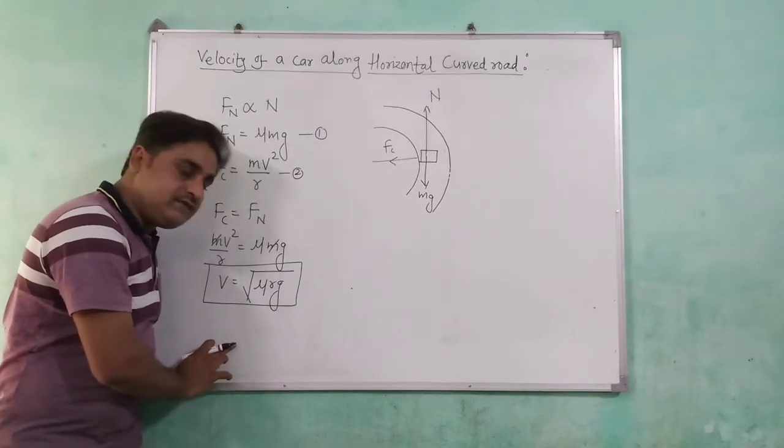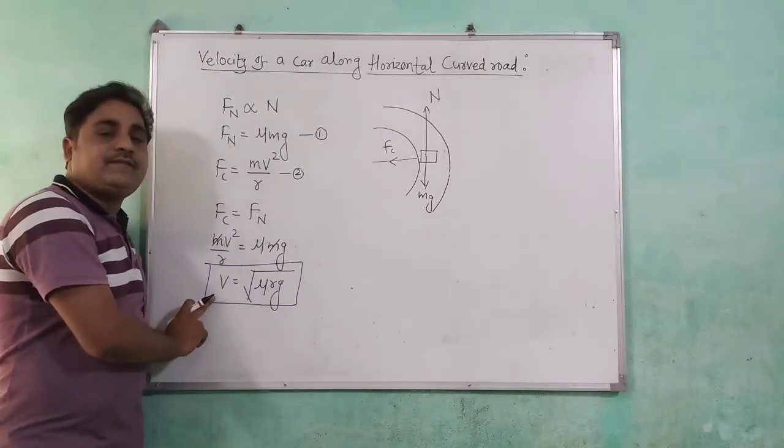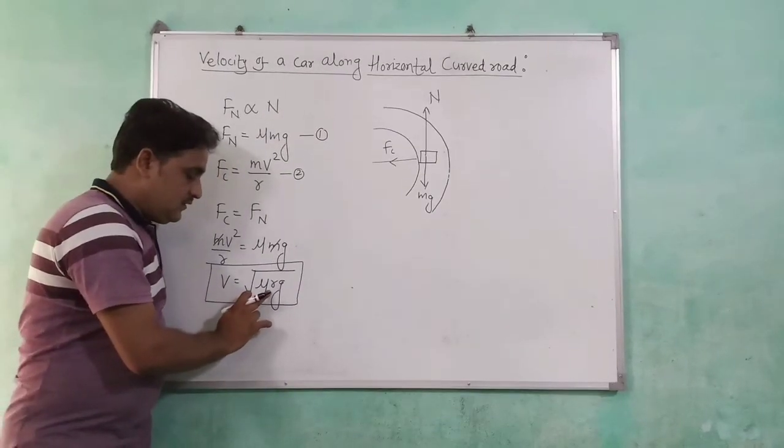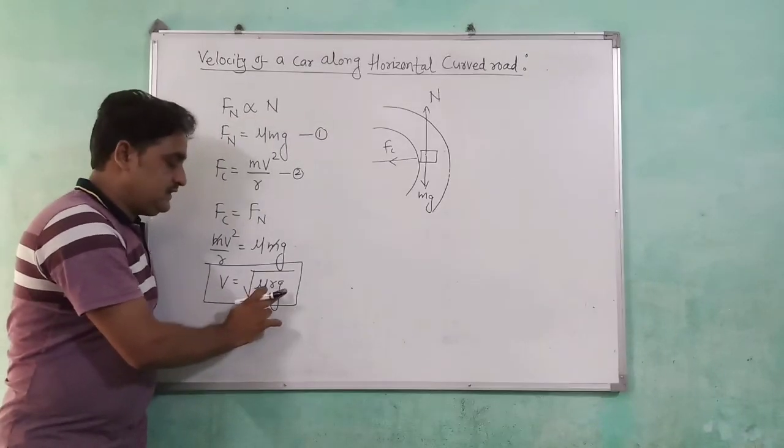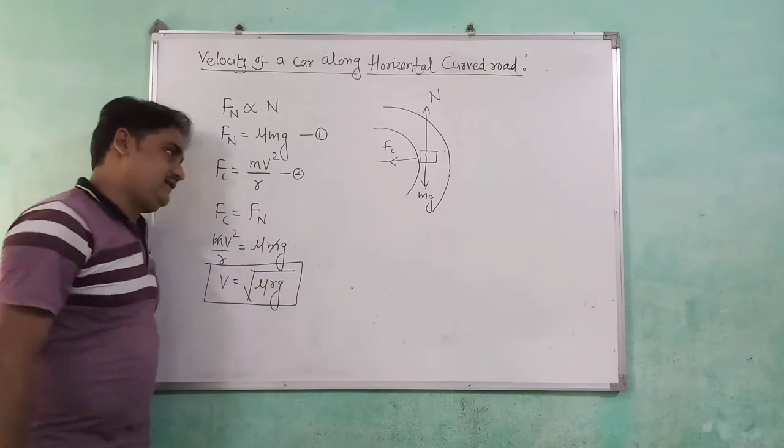Remember this, it is very simple. So velocity depends upon the radius and the coefficient of friction, and g is the acceleration due to gravity. Okay.